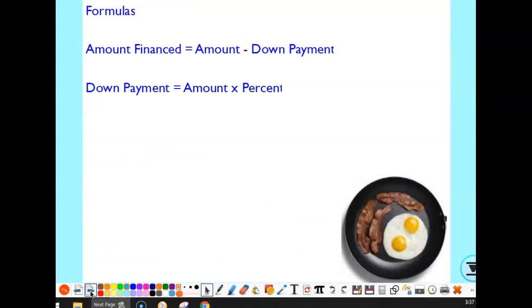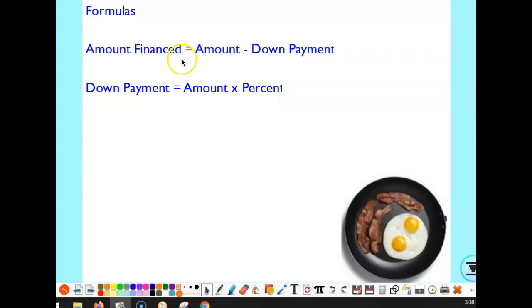First thing we're going to do is look at how you calculate the down payment. If they don't tell you the dollar amount, then you have to calculate it yourself. It's sometimes given to you in dollar form, and sometimes in percent form. If it's given in percent form, you take the amount and multiply it times the percent. And again, change this into a decimal.